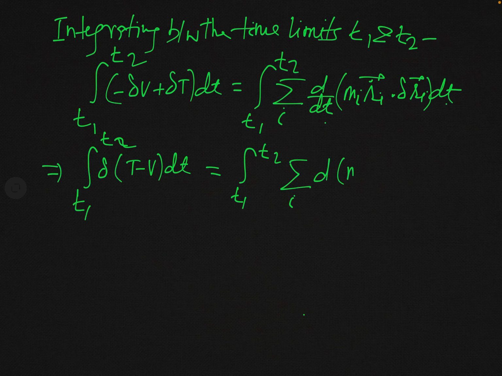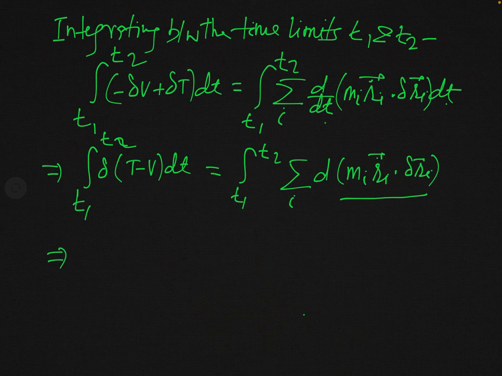So this is differential of mi ri dot delta ri, and you know the integral of differential of this much. Differential of this much will be what? This will be simply summation over i mi ri dot delta ri. So you can say this expression.